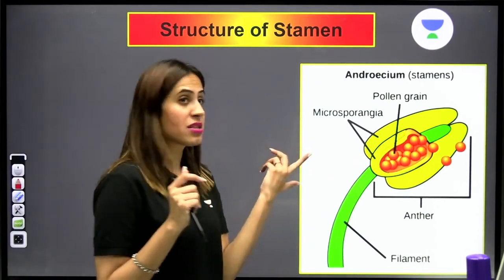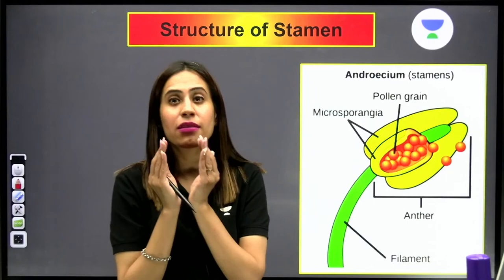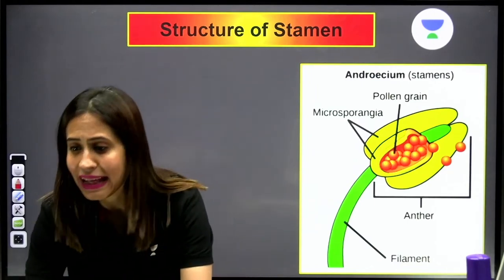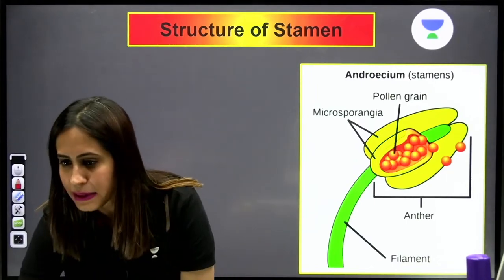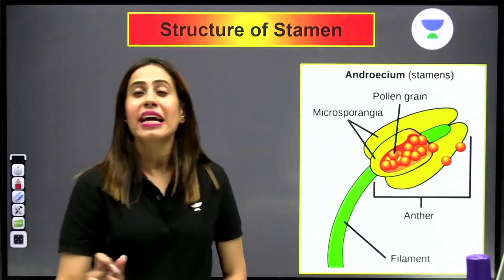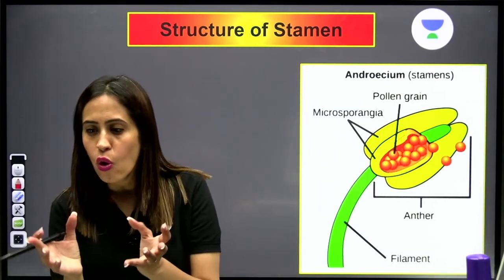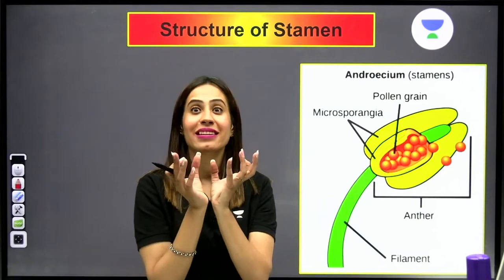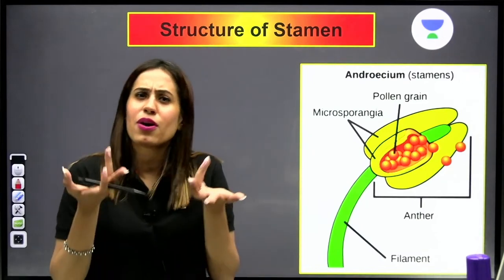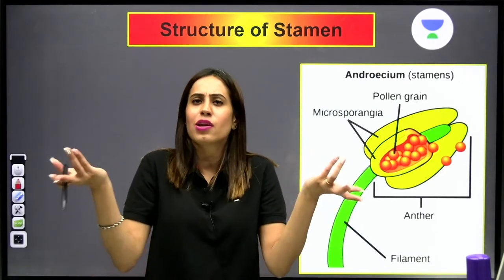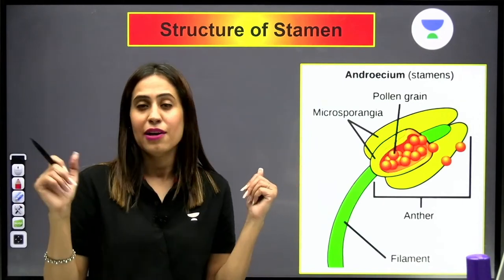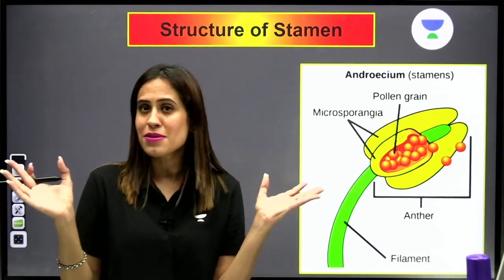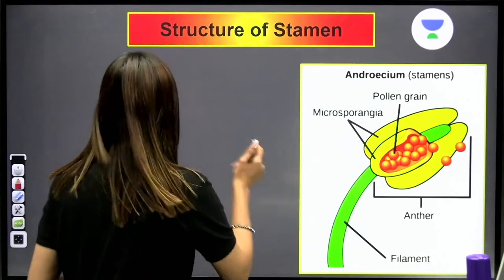But the bilobed anther, yes, bilobed tetrasporangiate, absolutely right. The bilobed anther is fertile, because where will the pollen grains be located? In the anther. So, how will the pollen grains be formed? Let's go for it.